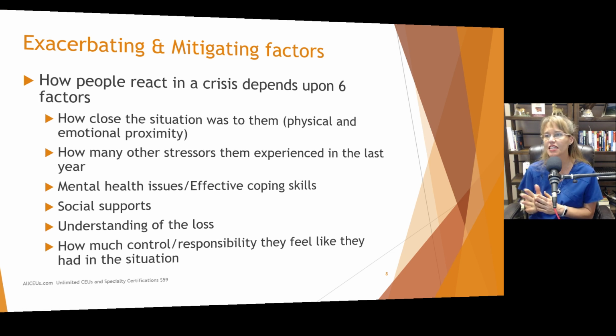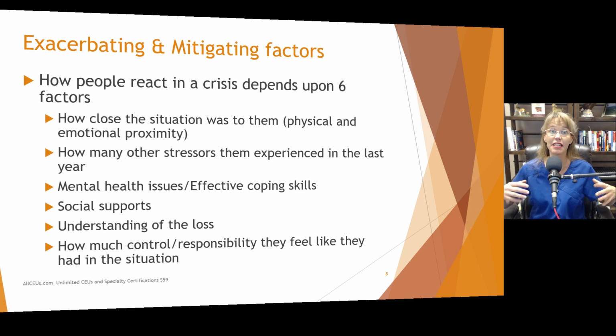Exacerbating and mitigating factors. How people react in a crisis depends on a lot of things, but there are 6 factors that are particularly prominent. How close the situation was to them, both physical and emotional proximity. Did it happen in their house? Did it happen in their community? Did it happen next door? That can affect how people feel.